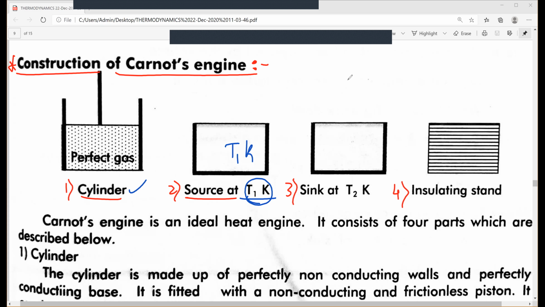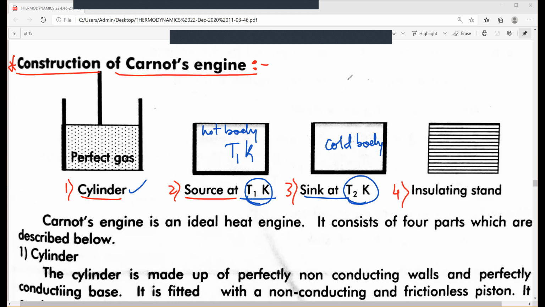Next, the working of the sink. The sink is a cold body, and the source is called a hot body. Here we call the sink a cold body because it is a cold body of infinite thermal capacity. It can absorb any amount of heat at constant lower temperature, which is maintained at temperature T2 Kelvin. The working substance rejects heat to the sink again and again, but the temperature remains constant here.